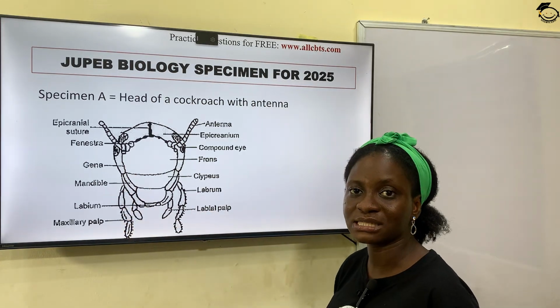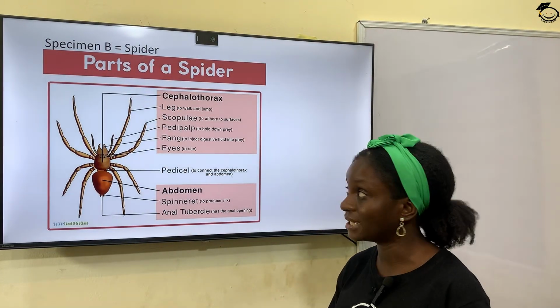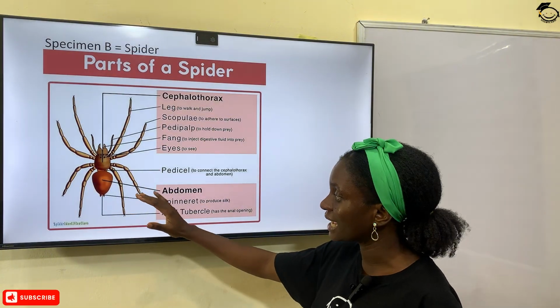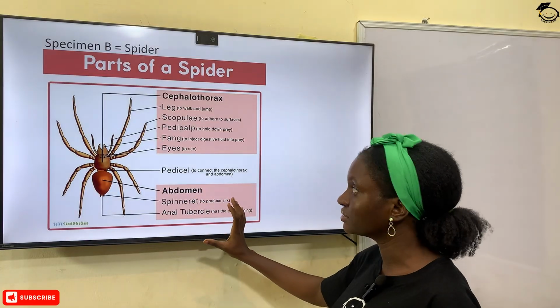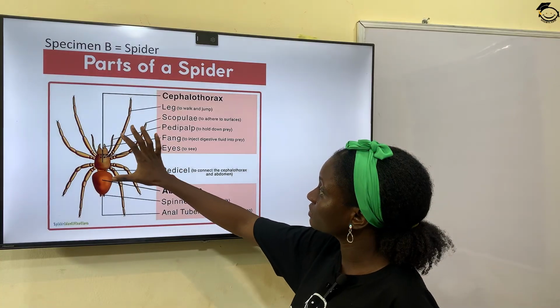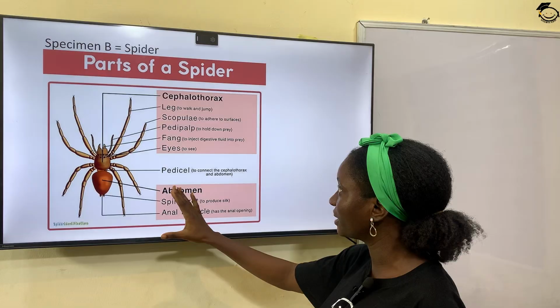So this is the head of a cockroach with all the different parts correctly labeled. So let's look at specimen B. Specimen B is a spider. So this is what a spider looks like and the different parts correctly labeled. You need to pay full attention to it to be able to label the different parts correctly.